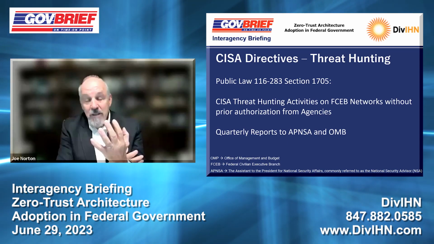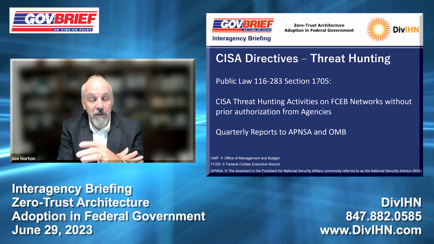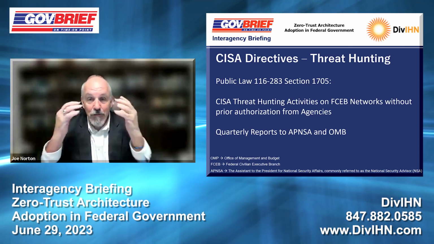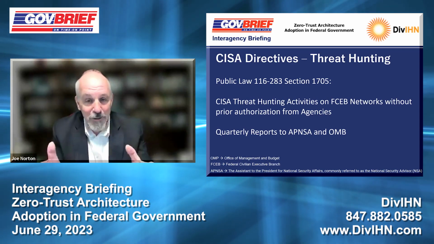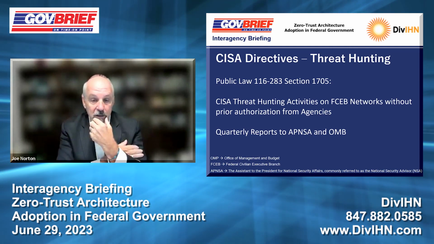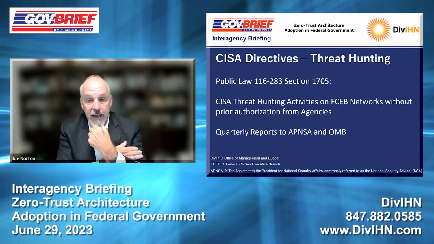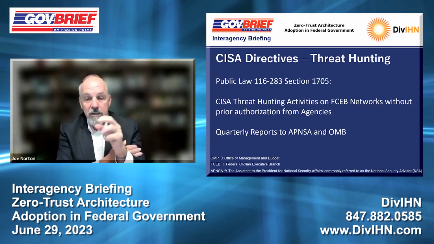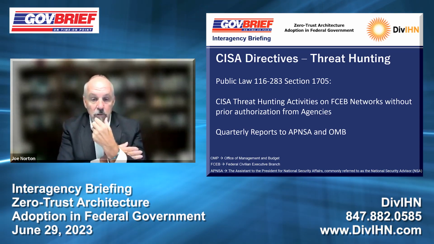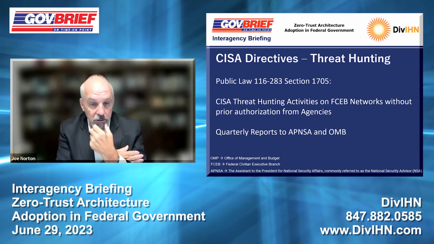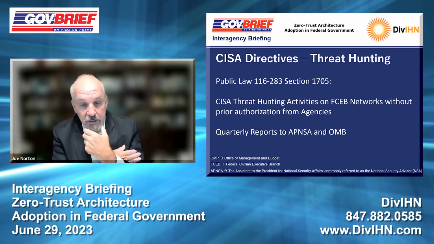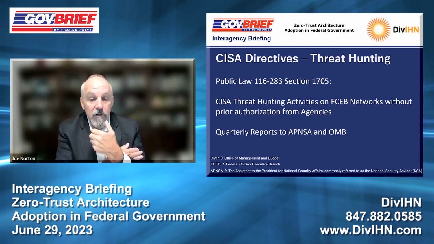So some other pieces of the directives from CISA is about threat hunting. Public Law 116-283, Section 1705 makes me sound so smart when I say things like that, but this is all available information to you. Within the directive, CISA has also been directed to engage in threat hunting activities on your agency's network without prior authorization from your agencies. This is a quality control checkpoint, and to provide quarterly reports to the National Security Advisor, better known as the Assistant to the President for National Security Affairs, and to OMB.